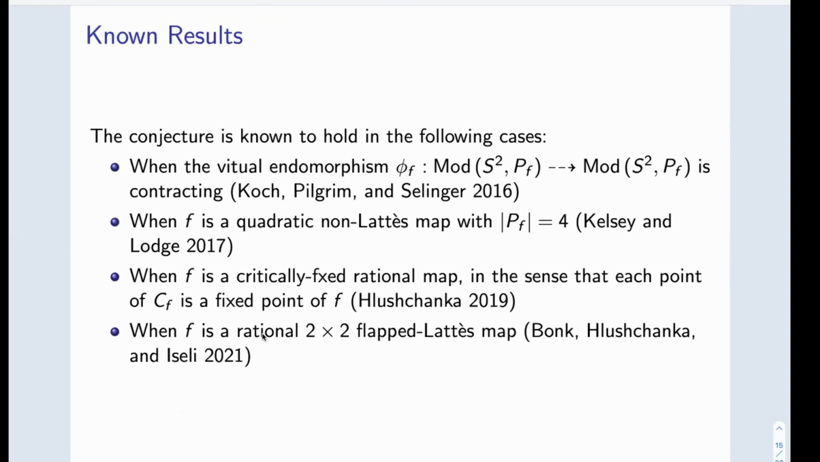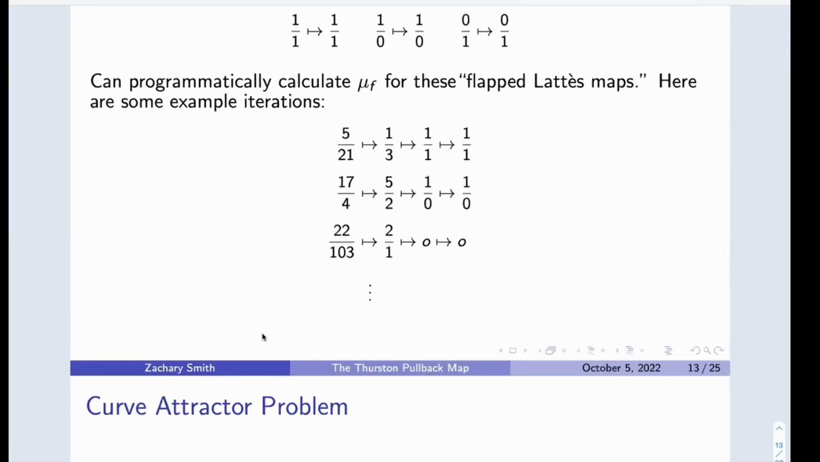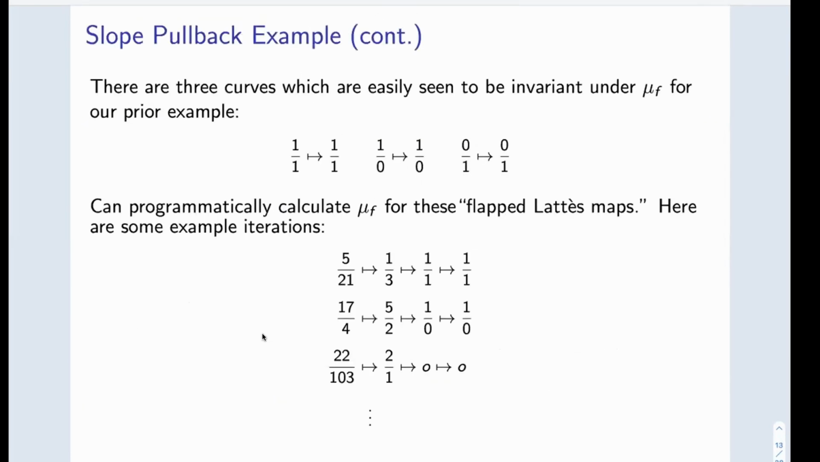Okay, so that was our discussion of the slope pullback map. But I mentioned this earlier, there's also a different type of pullback map that we can associate to these Thurston maps, and that's going to be the map on Teichmüller space.